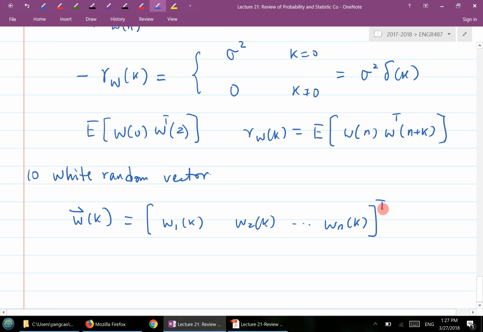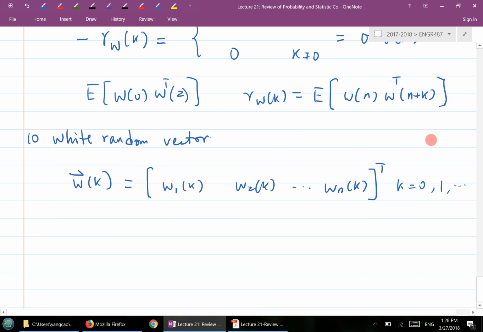And even more complicated, each one of the random variables is actually a function of k. If I plug in k equal to 0, that's n random variables. If k is 1, that's another set of random variables. Of course, you can take k up to any number. So that's called a white random vector.